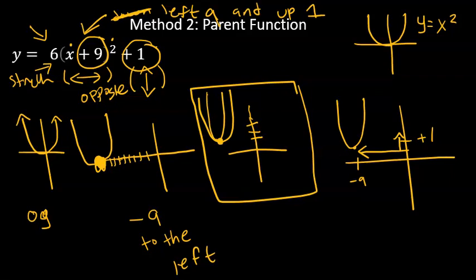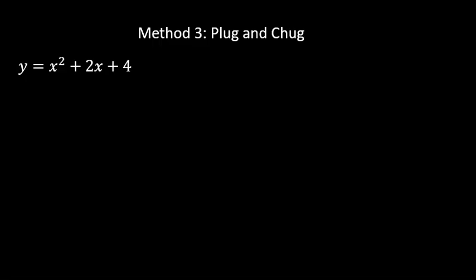This next one is a little more abstract if you're doing a quick sketch. It's called the plug and chug method. I think this is the easiest one, requiring the least amount of energy, because you're just throwing everything in very quickly together.